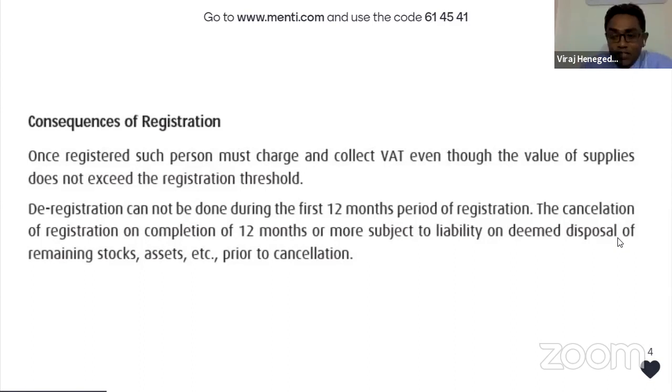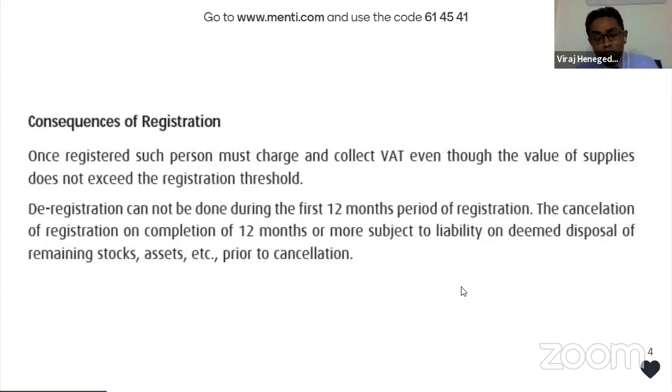Now, why have they put this kind of rule? Just imagine, once you get the registration, suddenly after 12 months you close down the business or you want to get the deregistration. There can be some goods and services which you have already purchased and you have claimed the input VAT as well. Just imagine you had 100,000 stock and the input VAT also. When you ask for the deregistration, it says deemed disposal of remaining stock prior to cancellation. Before you apply for the deregistration, when you sell that item, even if you don't have the VAT registration at that time, it is liable for VAT because you have already claimed the input VAT. This is the deemed disposal of remaining stocks.